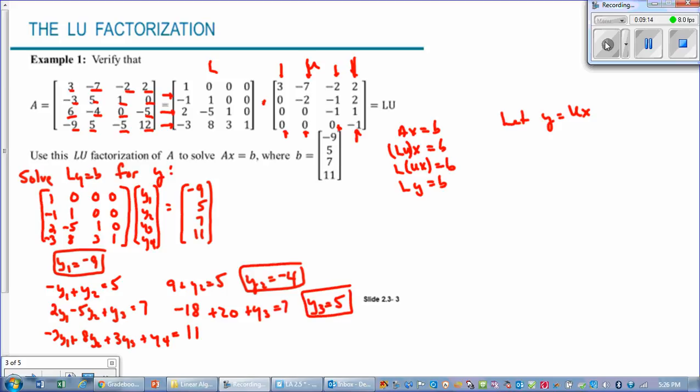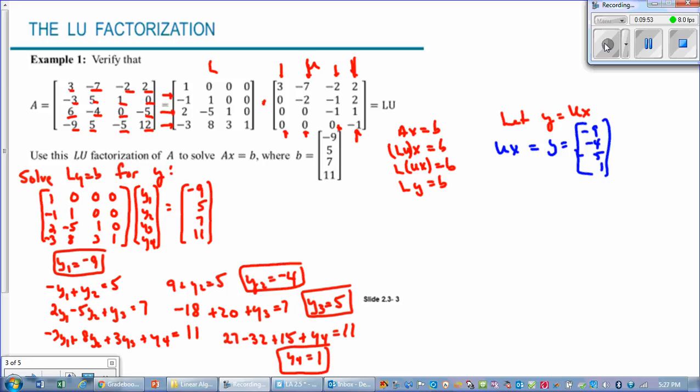And now substitute those in. Okay, and this is called back substitution. So now I'm going to substitute those values in. So I've got 27 minus 32 plus 15 plus y4 equal to 11. That means y4 is equal to 1. So it's very quick to get y once we had that L as a triangular matrix. Okay, so now let's solve Ux equal to y. And our y here is the vector -9, -4, 5, and 1.